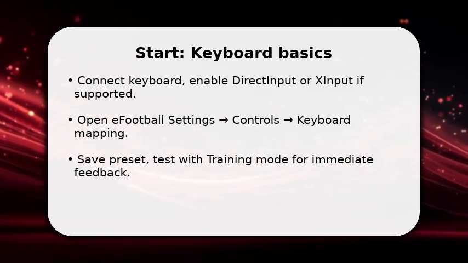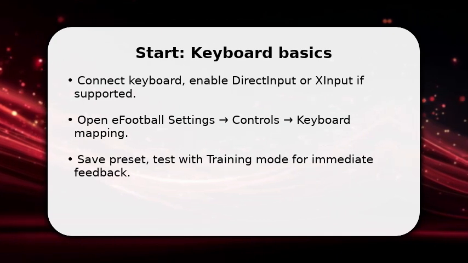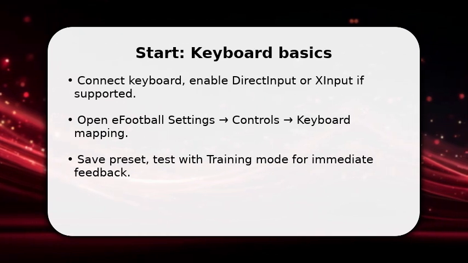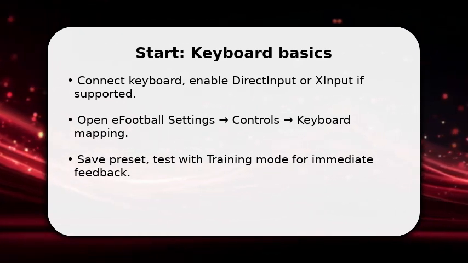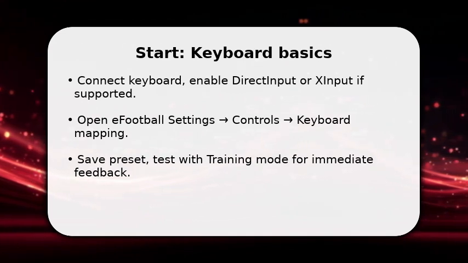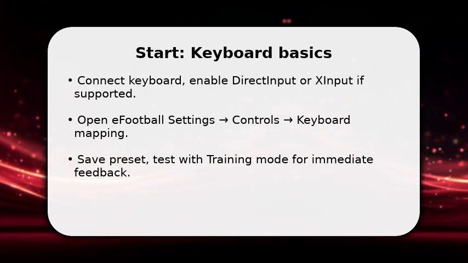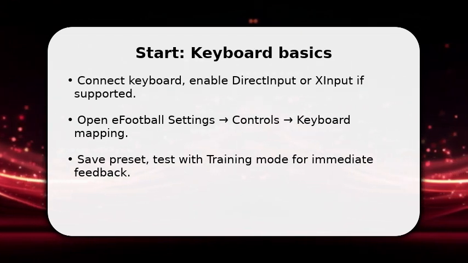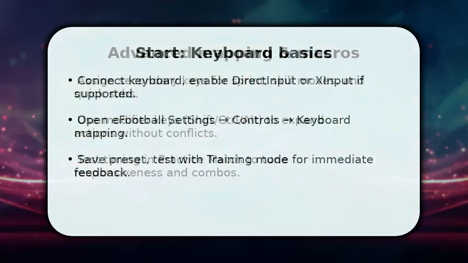Map primary functions first. Movement, pass, shoot. Once done, save a preset so you can restore quickly. Make sure to validate bindings in training mode right away. This prevents surprises during a match and shows you whether sensitivity or dead zones need tweaking before moving to advanced assignments.